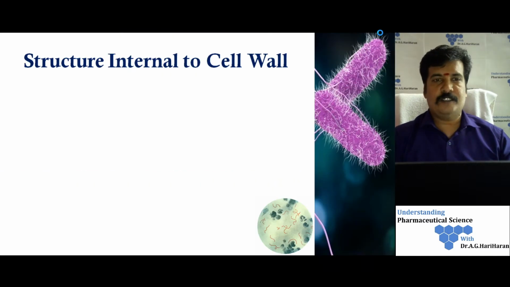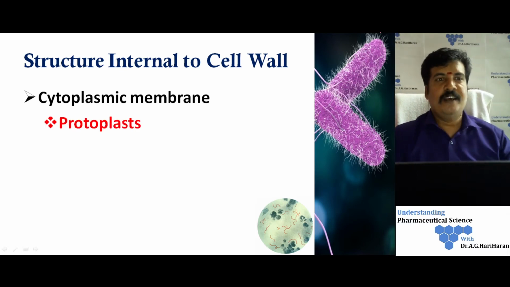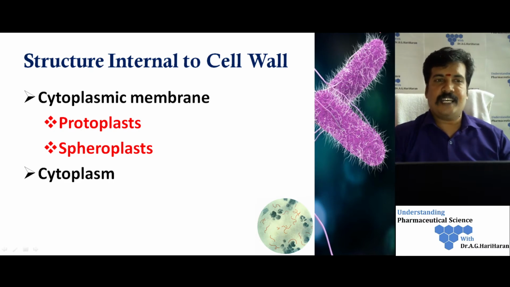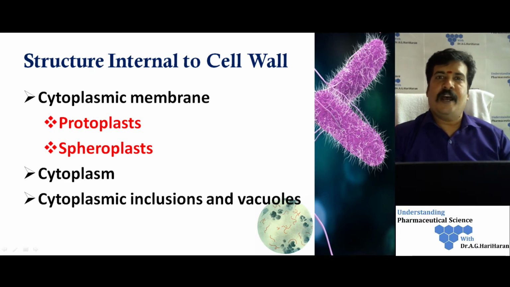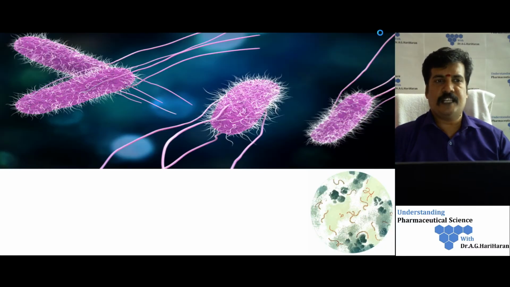So in today's lecture we will discuss elaborately the cell structure which is internal to the cell wall. The various structures present internal to the cell wall are, first, the cytoplasmic membrane, which is the major one. In the cytoplasmic membrane we will understand two terminologies: one is the protoplast and the spheroplast, and the second is the cytoplasm. The cytoplasm carries certain cytoplasmic inclusion bodies, or vacuoles as we can call them. Then finally we will discuss the genetic material, the nuclear material, which is present in the cytoplasm.